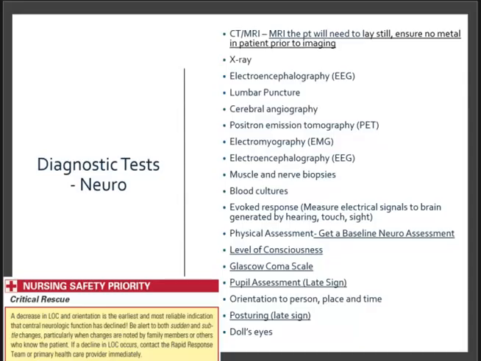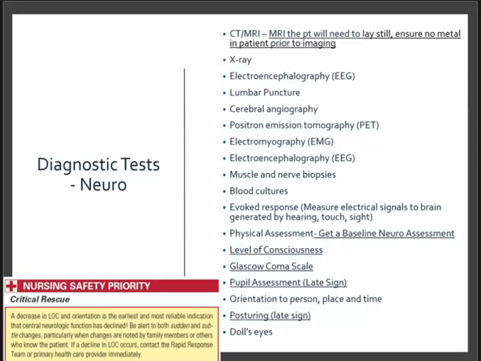And then, of course, I hope that we have all known or even realized with recent news, I think it was in the last year, some gentleman went into an MRI machine with a necklace on, and he ultimately passed away because the metal clung to the machine and choked him. So ensure no metal on the patient prior to imaging.